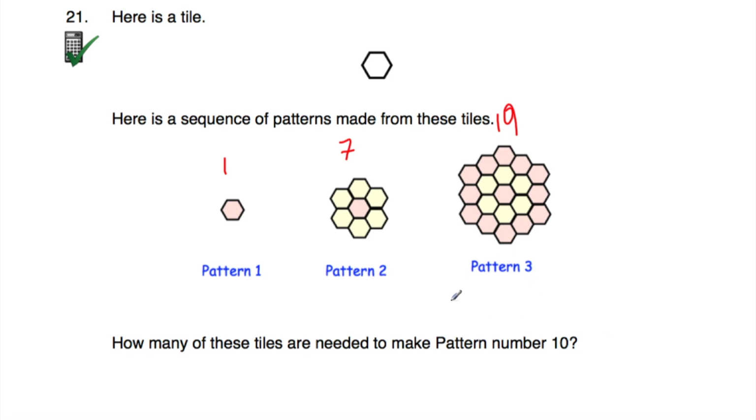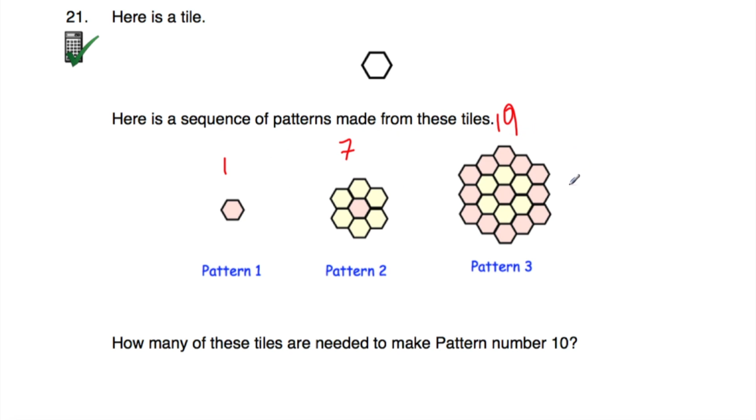So what we're going to do here is find out how many of these tiles are needed for pattern 10. We could do this in a couple of different ways. We could carry on the sequence and find out how many tiles are in pattern 10. We could carry it on by drawing them. That would take ages. We could carry it on by working out the pattern in the number of tiles and then carry on the pattern that way.